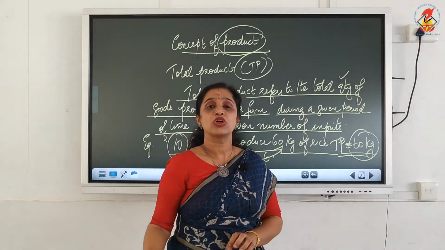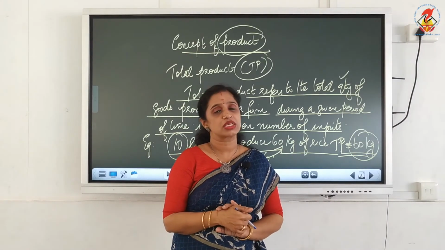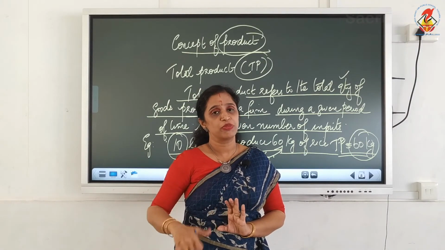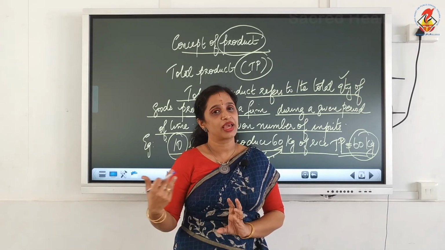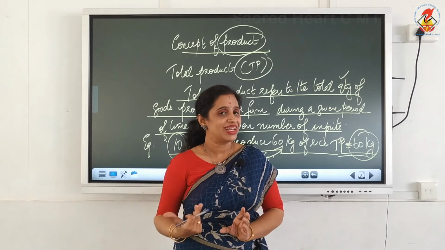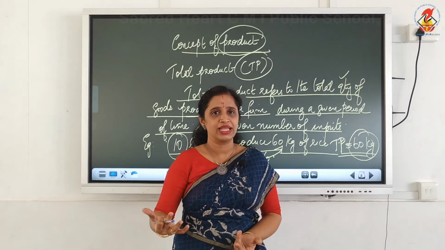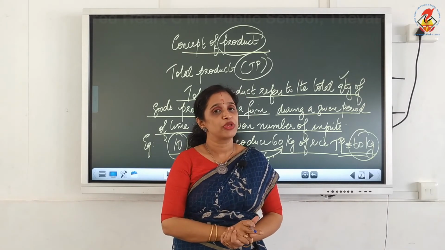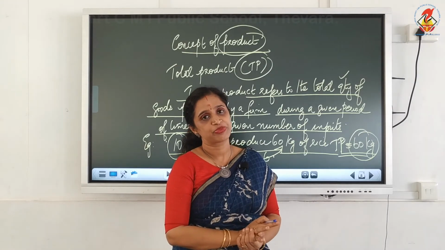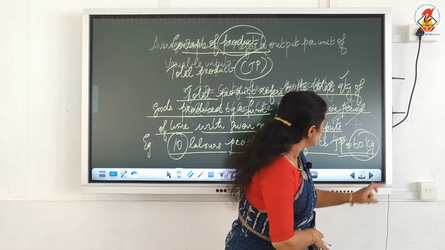So here the total productivity of the firm is 60 kg with the given input, with the given number of laborers and other raw materials. Only the laborers are specified here, 10 laborers. With the 10 laborers and other raw materials, a company is able to produce 60 kg of rice. Okay. So that is TP.